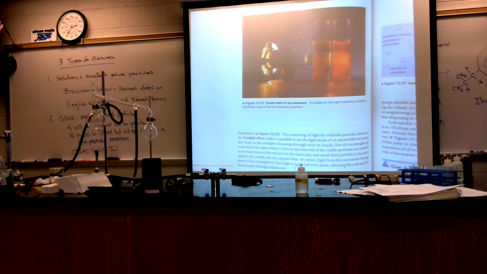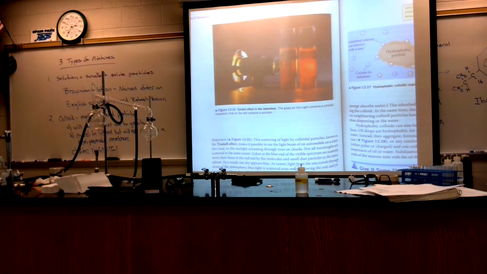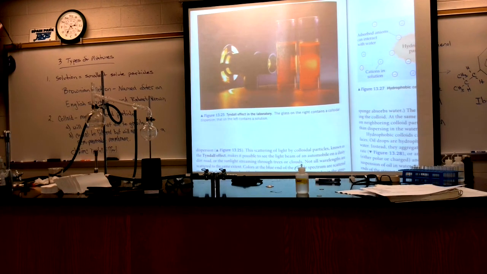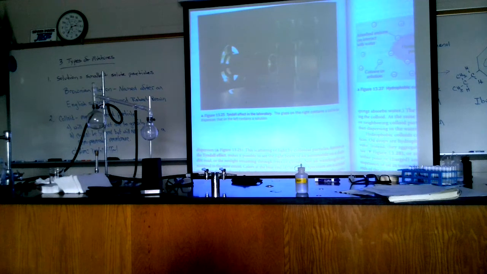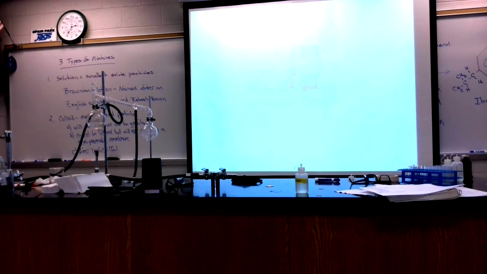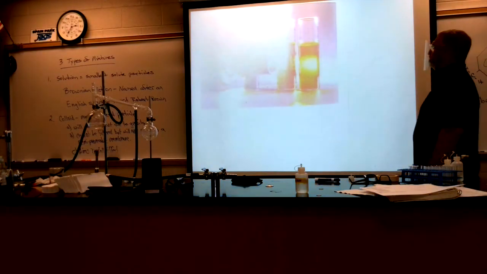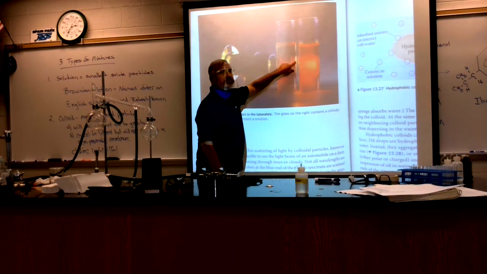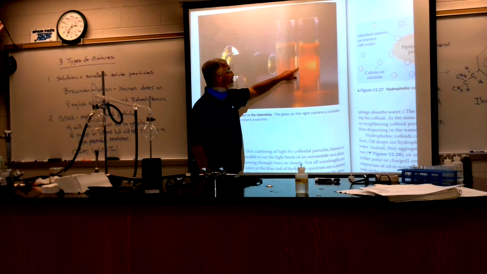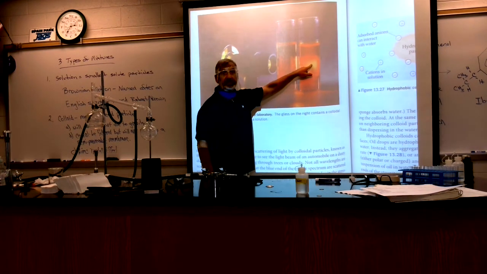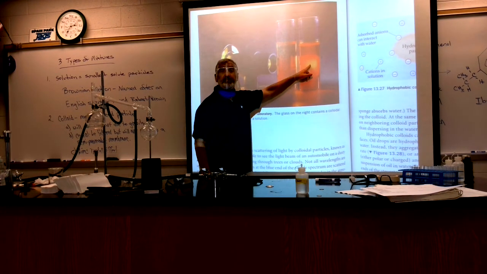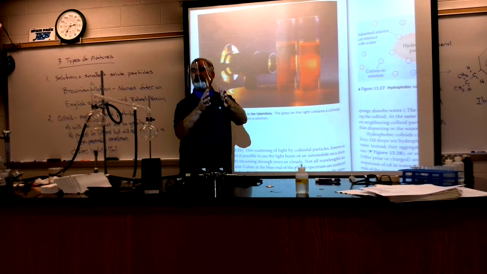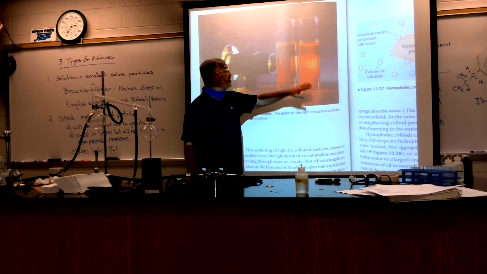So this right here is your Tyndall effect. Here you're just shining a light. Notice you don't see the light here, but you do see the beam of light there. Seeing the beam of light is causing light to scatter. The particles are big enough that they cause the light to scatter, and you can see it.